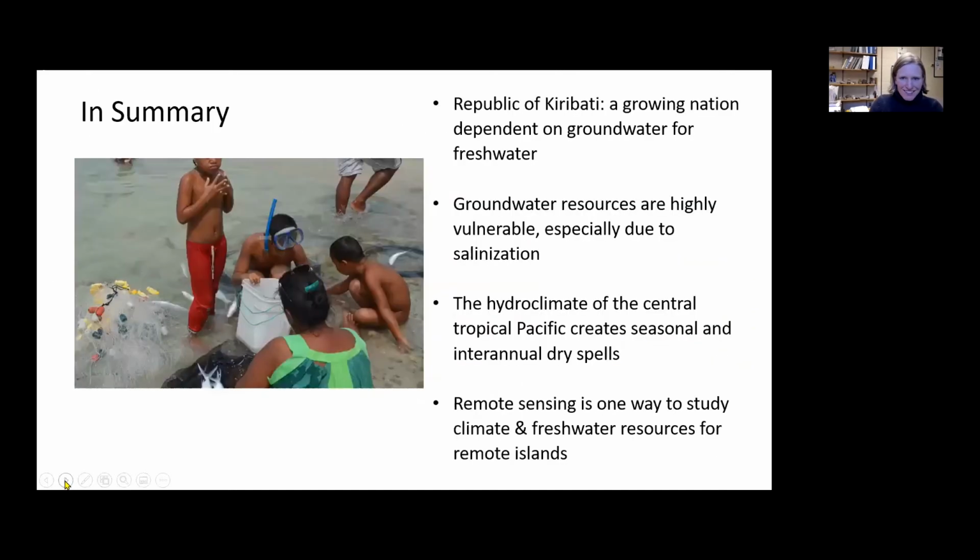So with that, I'm just going to summarize that we saw that the Republic of Kiribati is a growing nation dependent on groundwater for their fresh water. That groundwater resources are highly vulnerable, especially due to salinization, and that the hydroclimate of the central tropical Pacific creates seasonal and interannual dry spells, which limit the freshwater resources for the people of the island. And that remote sensing is one way to study climate and freshwater resources for remote islands if you can't be boots on the ground. And I'll leave it there.